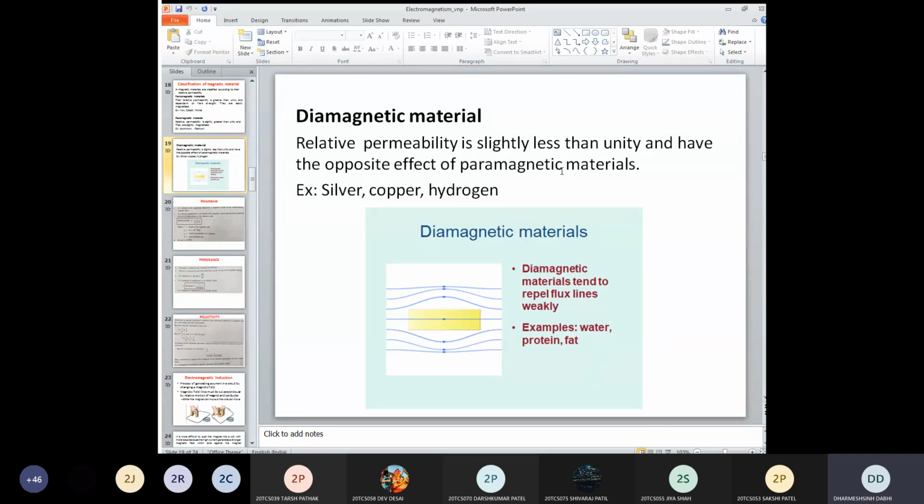As we know, permeability is a measure of how much flux can easily pass through a material. But if fewer flux lines pass, it means the permeability of the material is less. That's why diamagnetic material has a permeability less than unity. Like silver, copper, hydrogen, water, protein, fat, all are materials from which the flux lines are repelled. It means flux cannot easily pass through these materials, so they are called diamagnetic materials. So, three categories again: ferromagnetic, paramagnetic, and diamagnetic material.